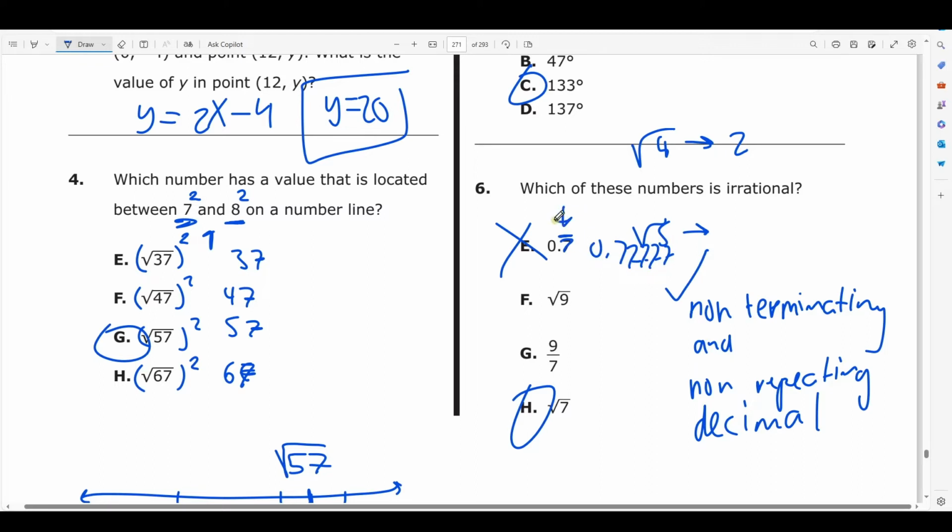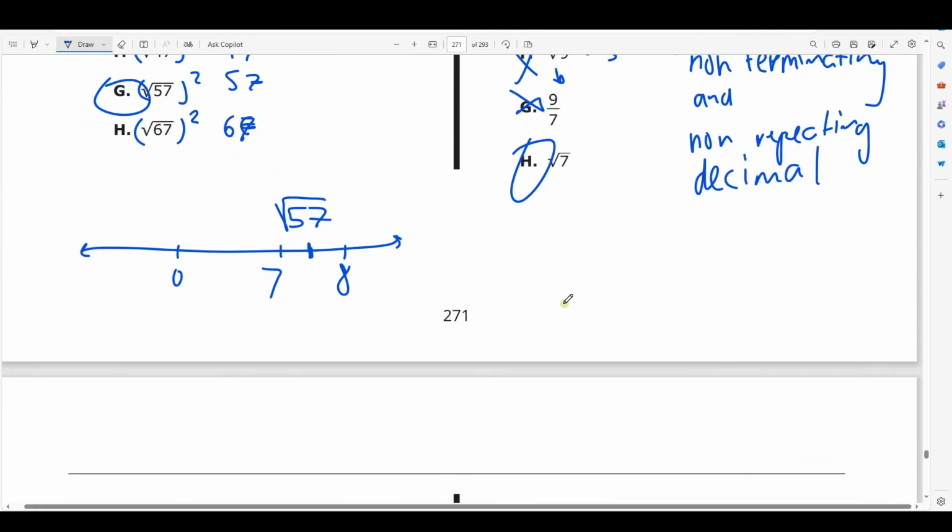So because this is a repeating decimal, that cannot be irrational. Radical 9 is a perfect square, that's 3. 9 over 7, this is rational because it can be expressed as a fraction. Pi cannot be expressed as a fraction, right? Without using pi to represent it.